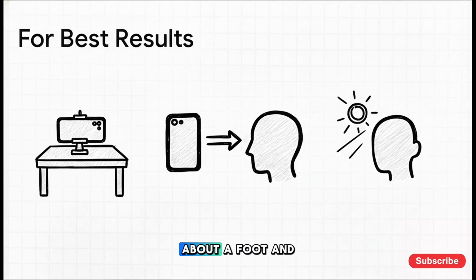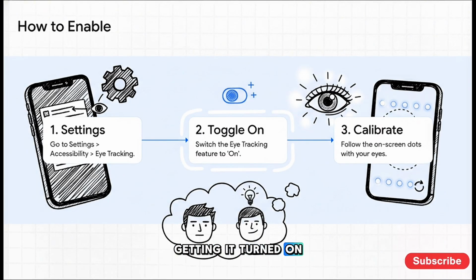Second, try to be about 1.5 feet away from the screen. And third, lighting. Make sure your face is nice and bright so the camera can get a really clear look at your eyes. Getting it turned on is super simple. You just head over to your settings, go to accessibility, and then tap on eye tracking. Just toggle it on. From there, your iPhone will guide you through this really quick calibration process where you just follow a few dots as they move around the screen. That's what teaches the phone how your eyes move.